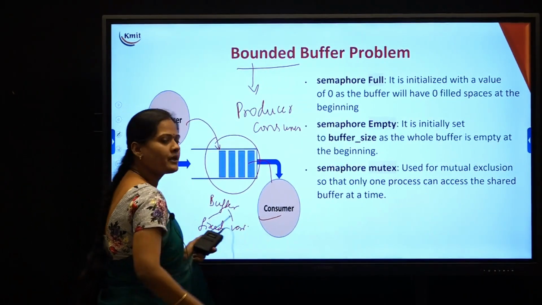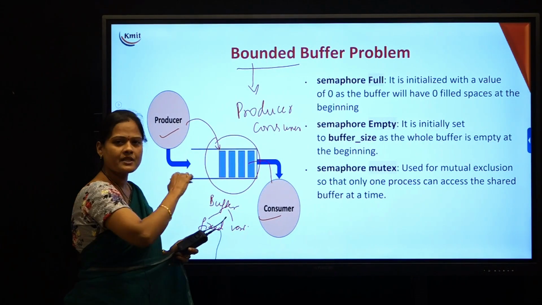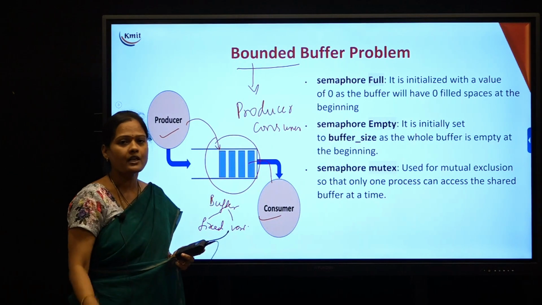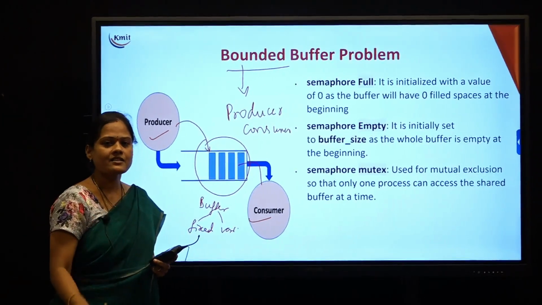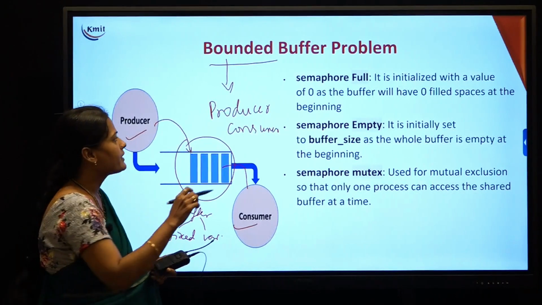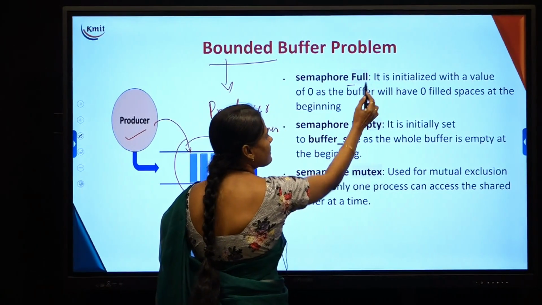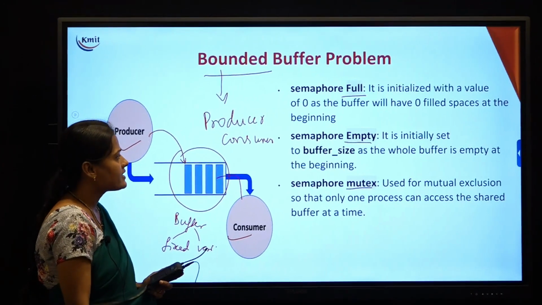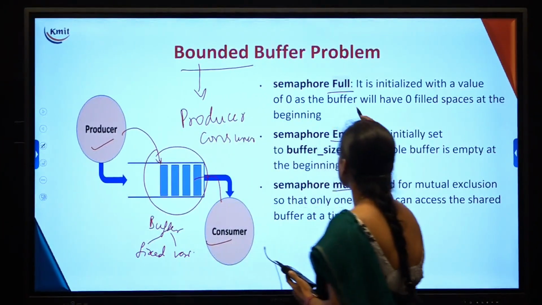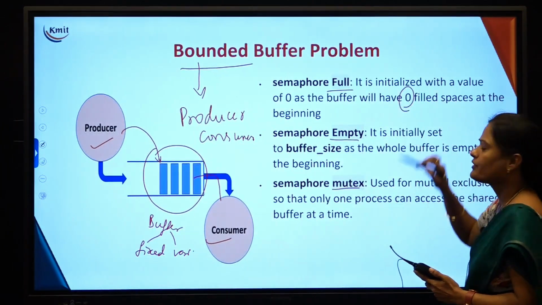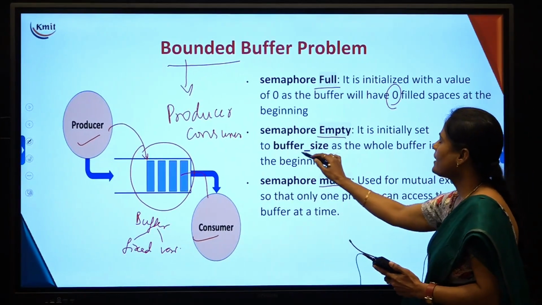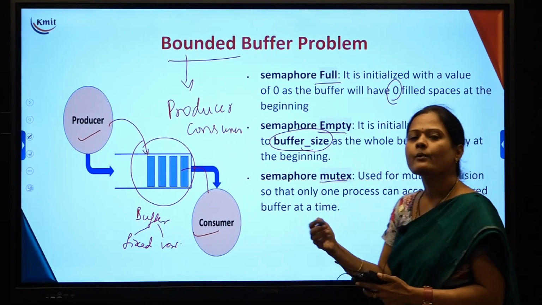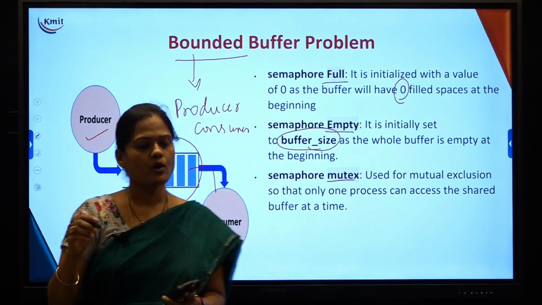Now to implement this: when a producer is producing an item or inserting an item into the buffer, at the same time you cannot ask a consumer to take out an element. So simultaneous actions cannot be done. To overcome that problem, we use three semaphore variables. One is full, which indicates whether the buffer is full or not, and its initial value is 0. Then empty, which is related to the size of your buffer, and a mutex for the buffer, which will tell whether you can enter that critical section or not.